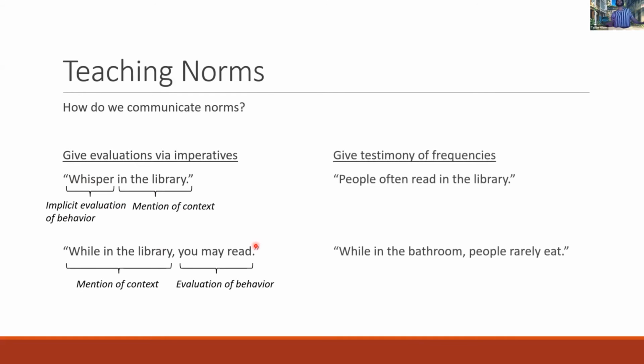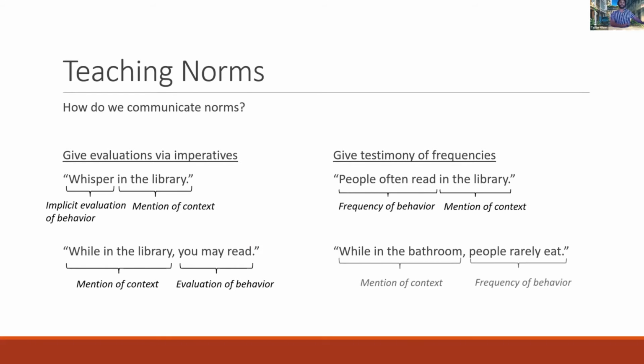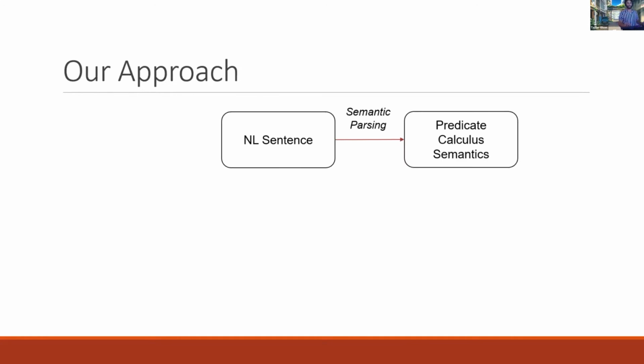And then for descriptive norms, right, we give testimony of our own experiences or experiences from other people that we've heard from. We say things like "people often read in the library," which provides a frequency of a behavior, and then again, mention of context. So we have these common semantic patterns for ways that we teach our kids or other social agents, right? So we're looking at these and saying, can we make a system that can learn from such natural language sentences?